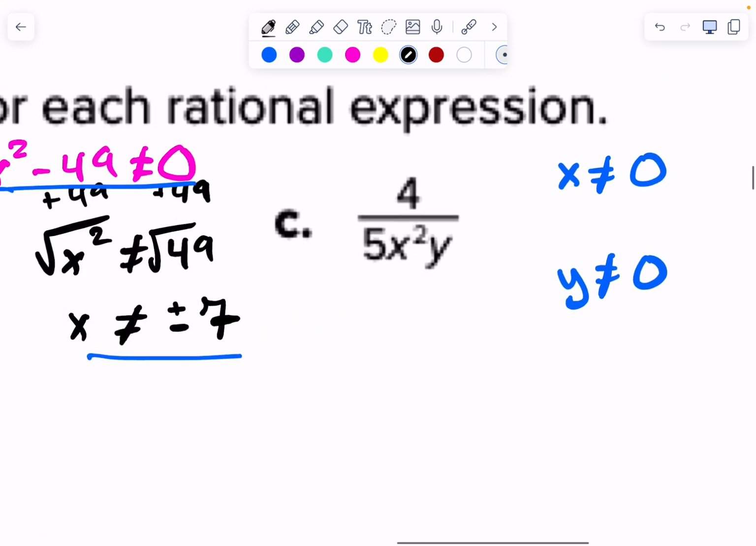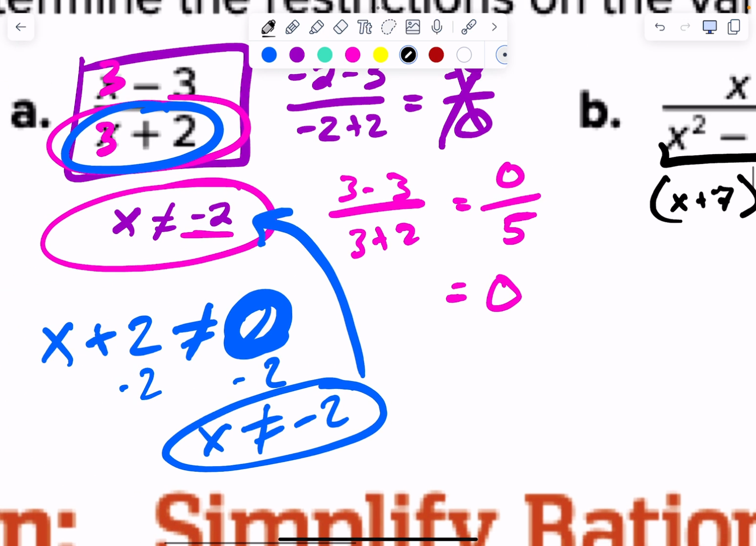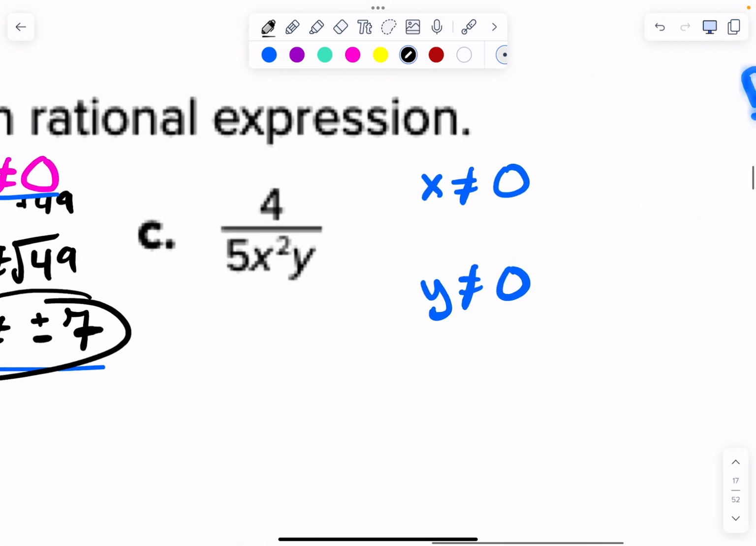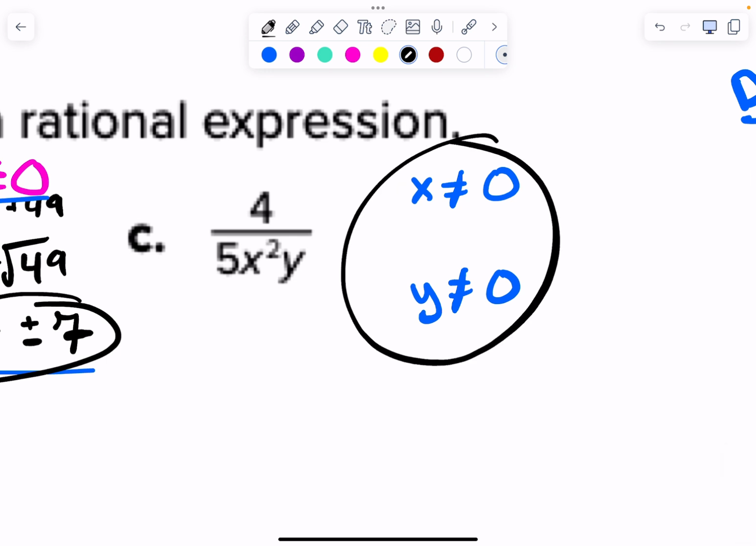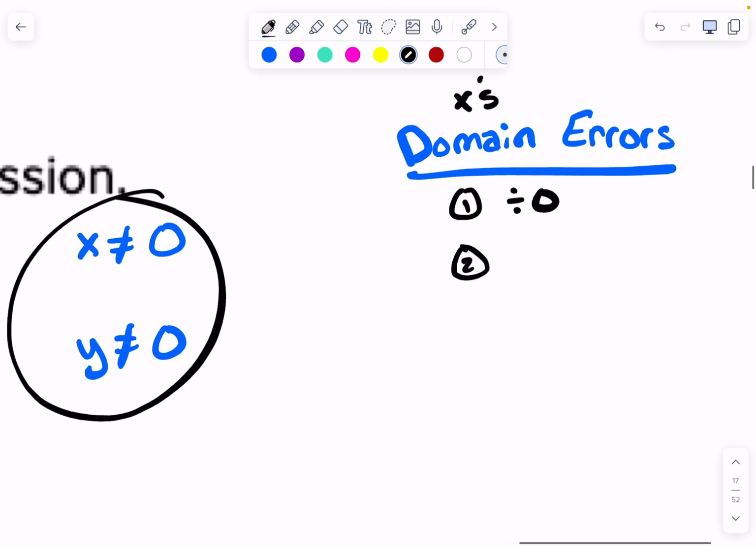So we fix it by saying x can't be 7 or -7. X can't be -2. X can't be 0 and y can't be 0. That's how we restrict the domain, right? Those are restricted values. And the next thing is, if I have a square root, I never want to have a negative inside of a square root, right? I never want to divide by 0, and I never want to have a negative inside of a square root.